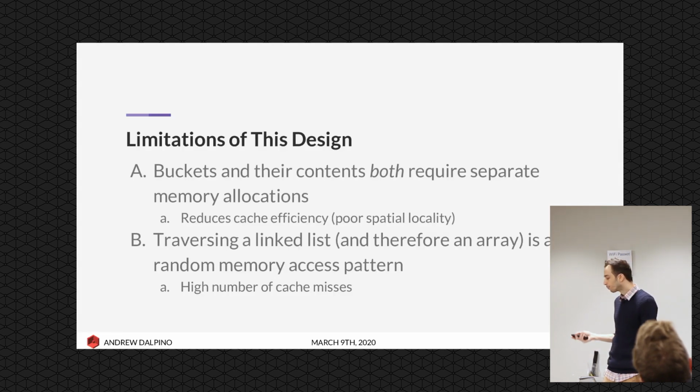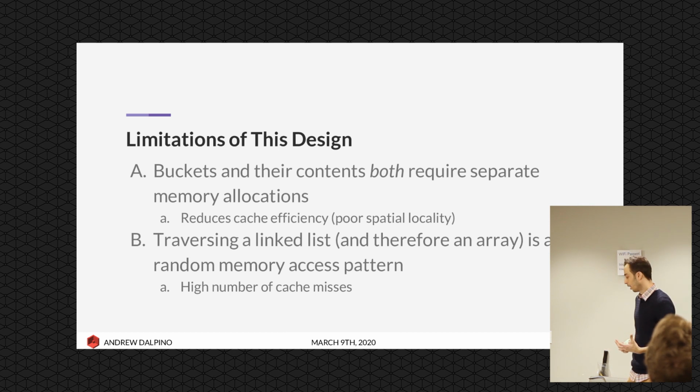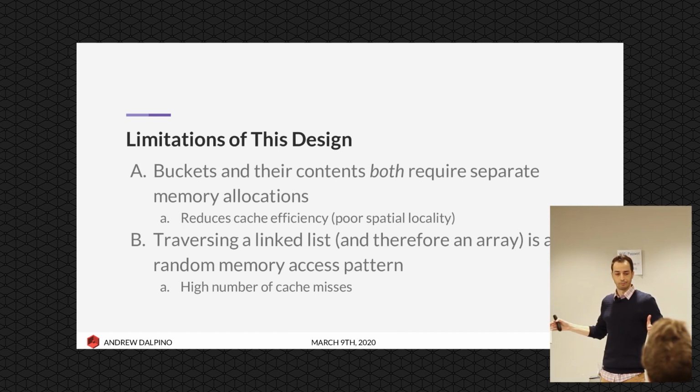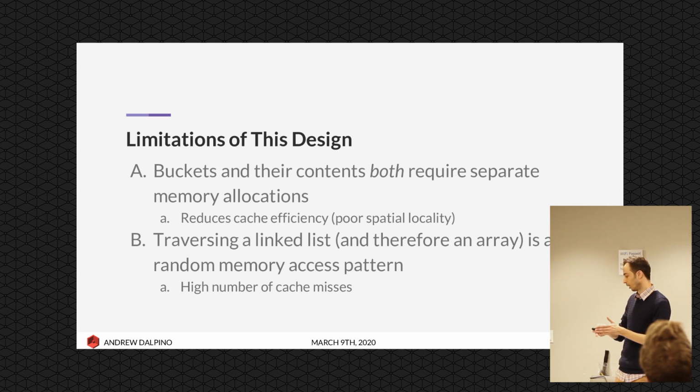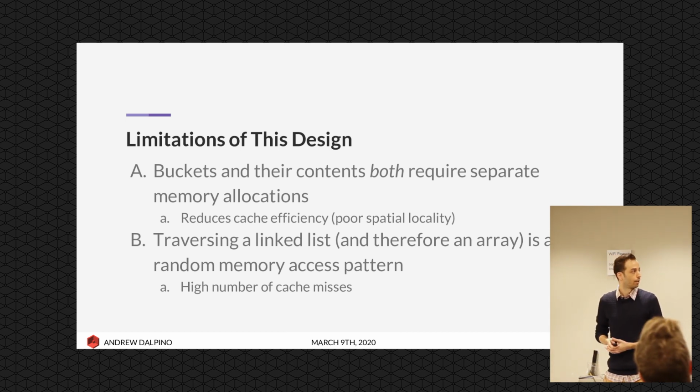So what are the limitations of this design? First of all, buckets and their contents both require separate memory allocations, so they're going to be in different locations spatially in memory. That's not good for the cache because typically when we retrieve items for the cache, we retrieve blocks of memory, not just single elements. So chances are we're really not retrieving any data that we can use in the future for a computation if we're just retrieving elements singly. Also, traversing a linked list is a random memory access pattern. What that means is, like I said, there are different allocations all over memory. When we're traversing it, we're literally just pointer chasing through memory, and that's terrible for the cache.